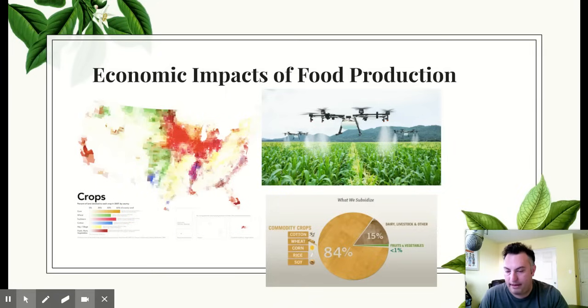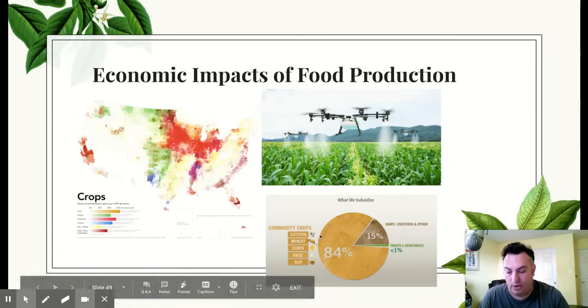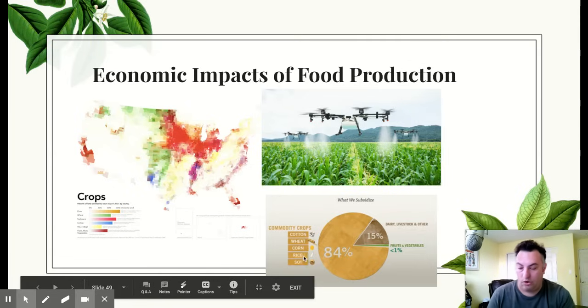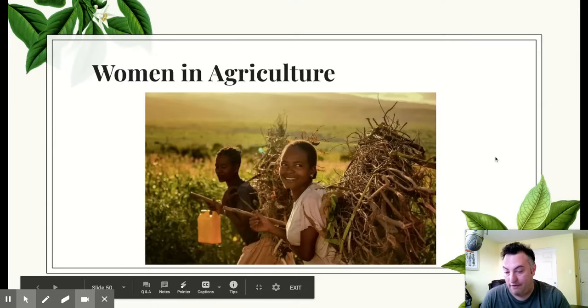All right. Economic impacts of food production. Where we choose to grow our food matters. How precise we are with our mechanization matters. And what the government does matters as well. Like this pie chart's showing us that what we subsidize is mainly cotton, wheat, corn, rice, and soy. They get 84% of subsidies from the American government. Look what's left out. Fruits and vegetables, less than 1%. And we wonder why Americans are not very healthy.